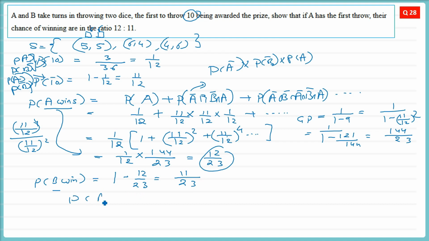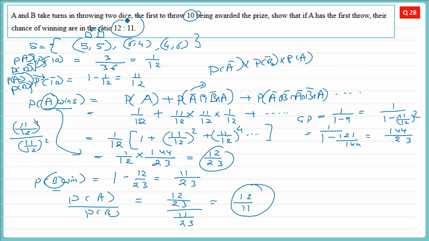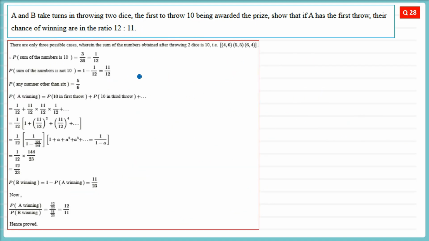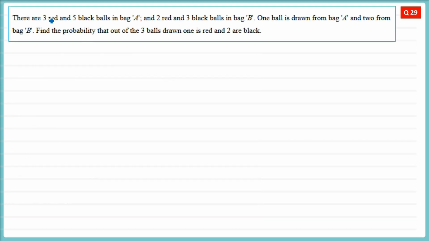So probability of A win divided by probability of B win, which is what is sought in the question, we have to prove it. So P(A) by P(B) is nothing but 12 by 23 divided by 11 by 23, and this goes to 12 by 11. This is your final result. So this is the formal way of doing it. If you want to write, this is the way you need to go ahead.